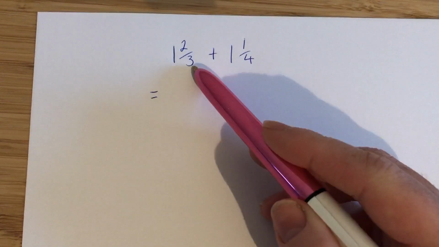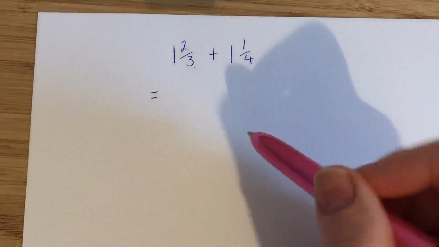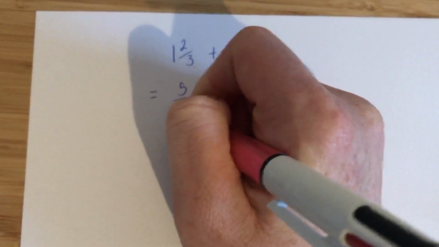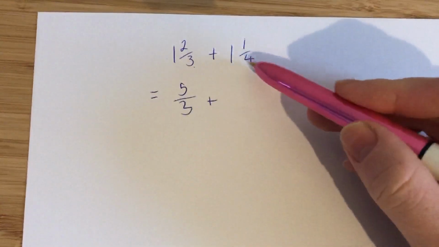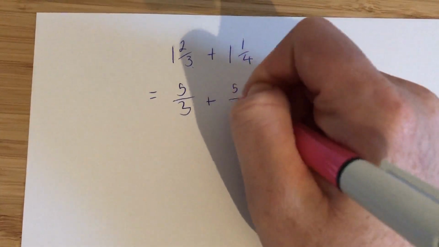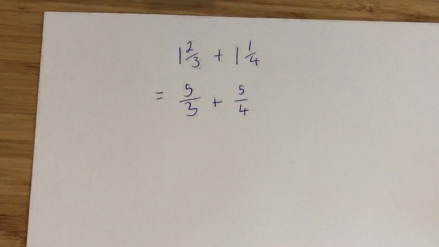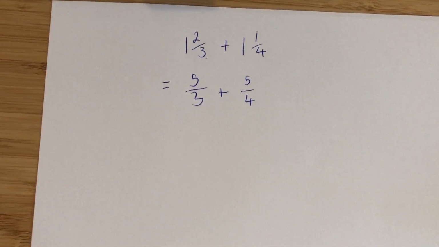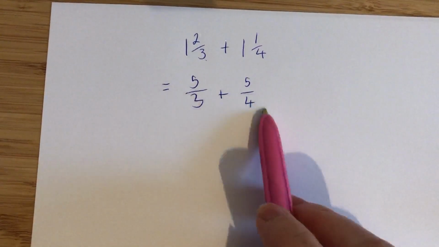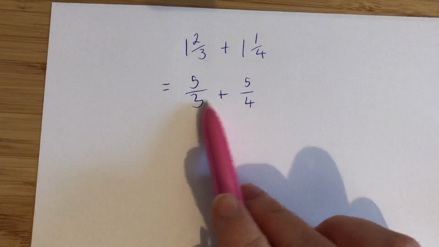So you multiply 1 times 3 is 3, plus the 2 is 5. So we've got 5/3 plus 1 times 4 is 4, plus the 1, 5/4. As I've said, right now they're in two different forms. This one is thirds and this one is quarters. So I'm going to change these into the same denominator.